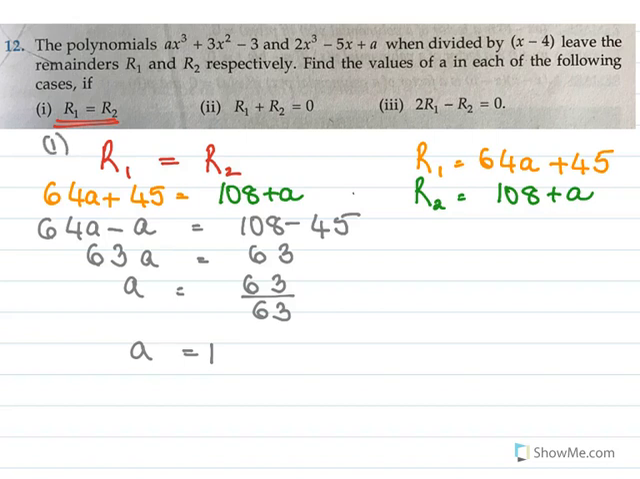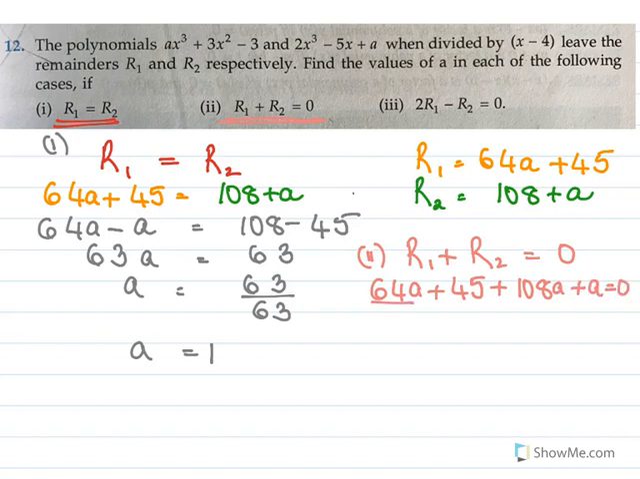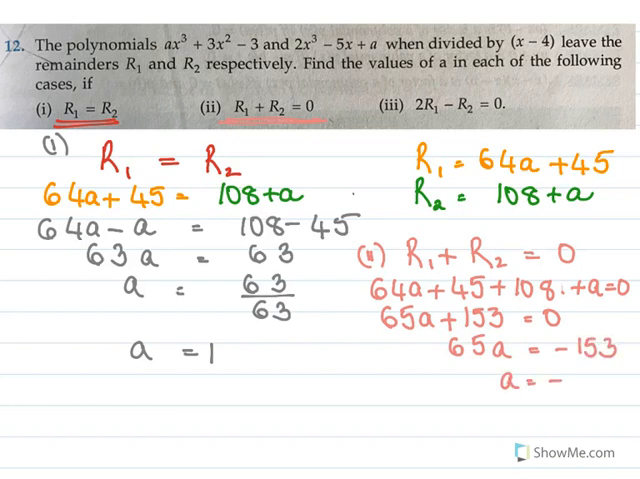Now the second sum condition is given, that r1 plus r2 equal to 0. So let's do it out here only. r1 plus r2 equal to 0. Now r1 we know is 64a plus 45, and r2 is 108 plus a. This is equal to 0. So 64a and a together will give you 65a plus. Next we add 45 and 108, and that is 153 equal to 0. So 65a equal to minus 153. A equal to minus 153 over 65. This is for the second sum.